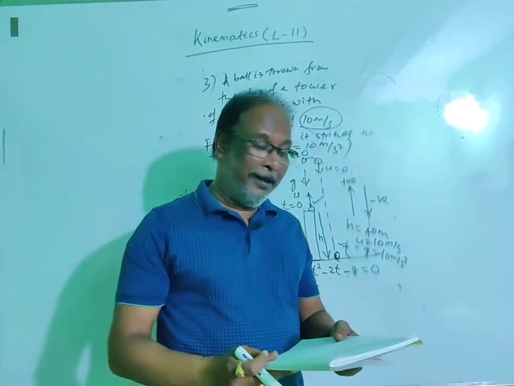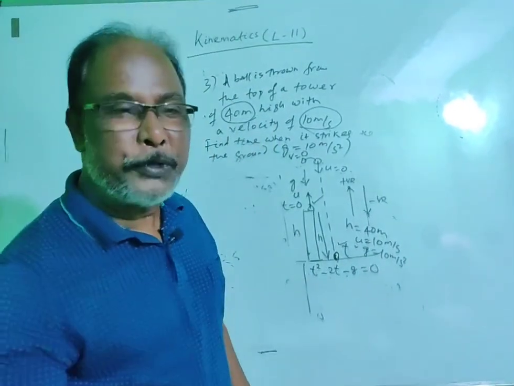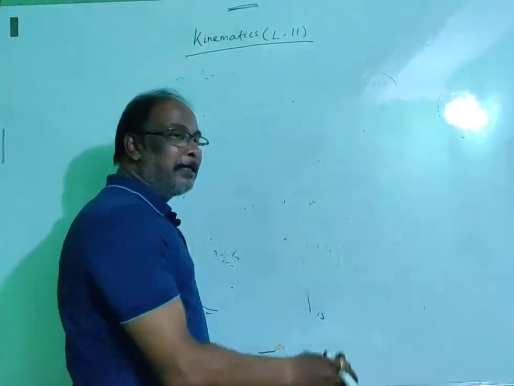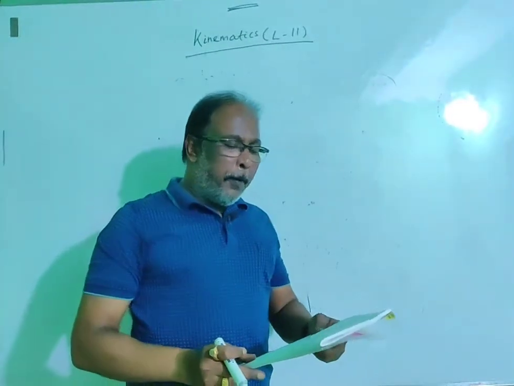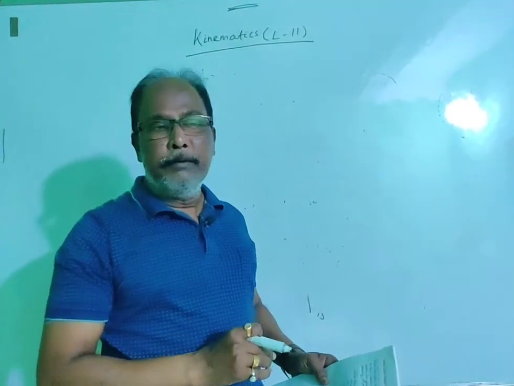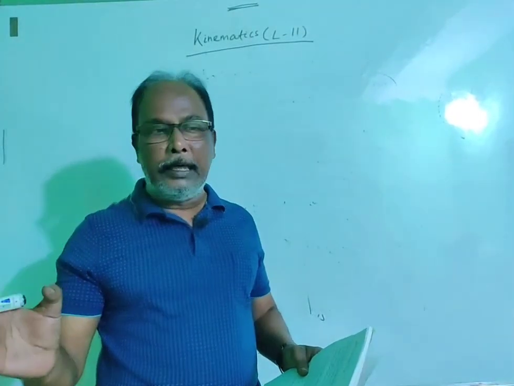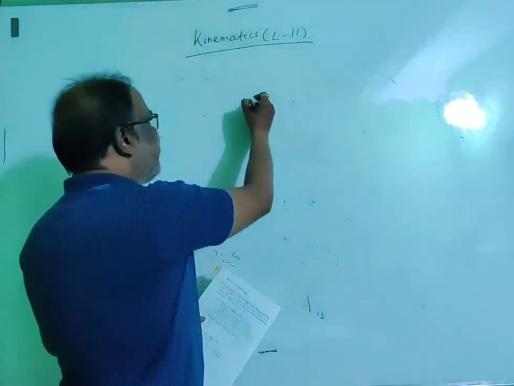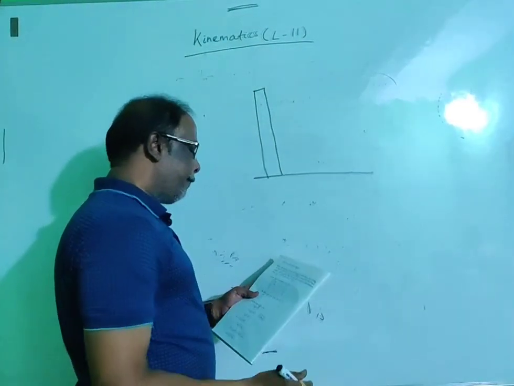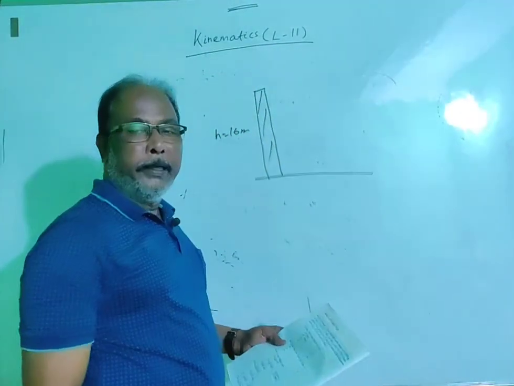From the top of a tower 16 meter high. I think this is a good question. Have attention. This is a very good question, and previously this question has come in different competitive exams. This is a tower. Height of this tower is 16 meter. Total height is 16 meter.